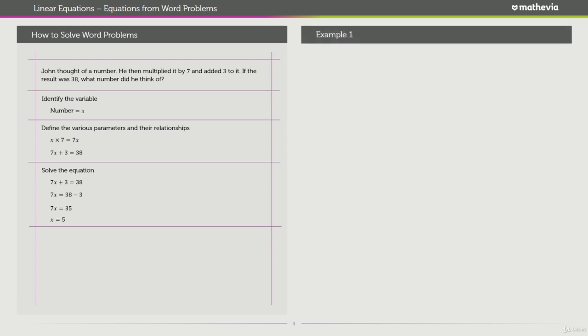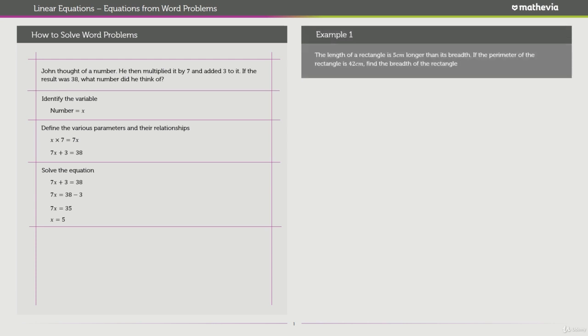So I have an example here, example 1. Example 1 says the length of a rectangle is 5 centimeters longer than its breadth. Now, if the perimeter of the rectangle is 42 cm, find the breadth of the rectangle. Okay, so how do we go about solving this?